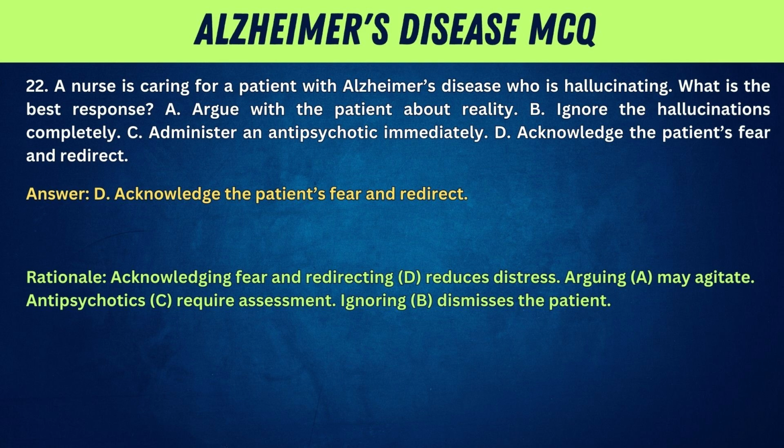Rationale. Acknowledging fear and redirecting, D, reduces distress. Arguing, A, may agitate. Antipsychotics, C, require assessment. Ignoring, B, dismisses the patient.